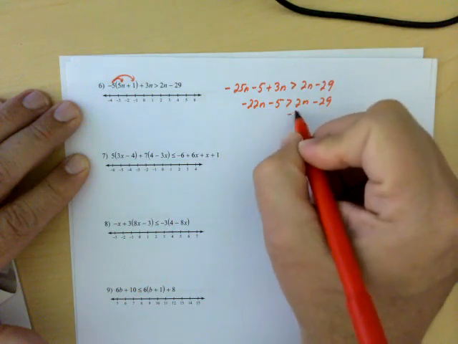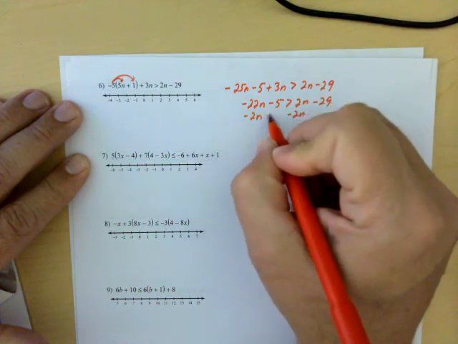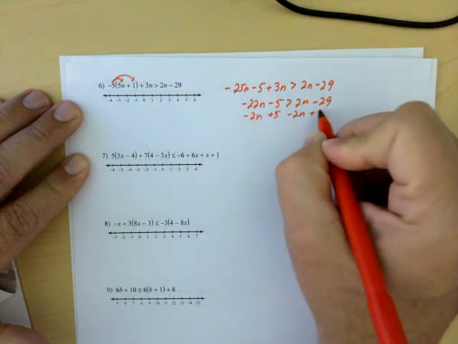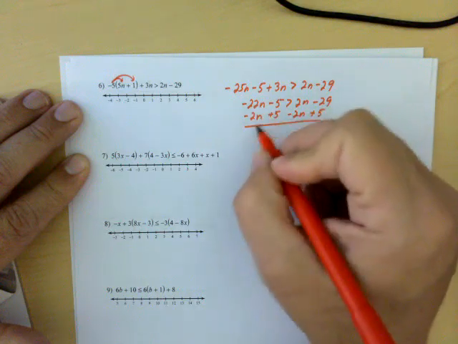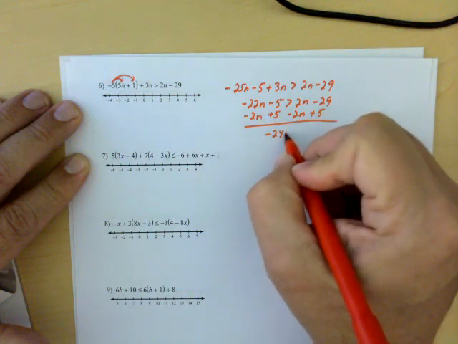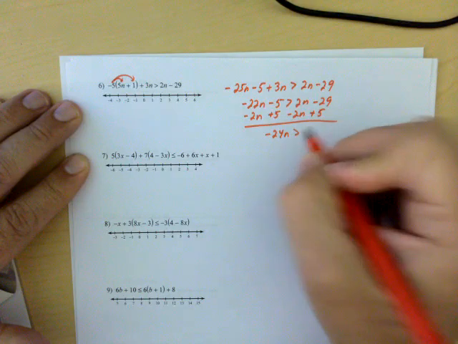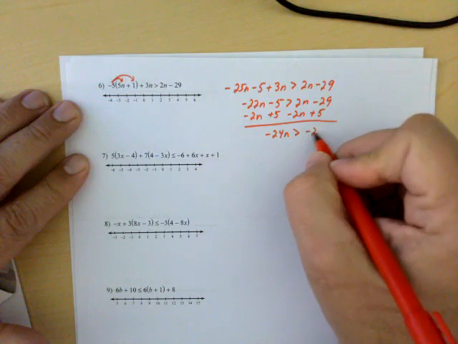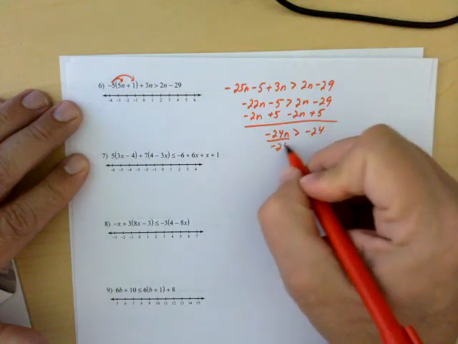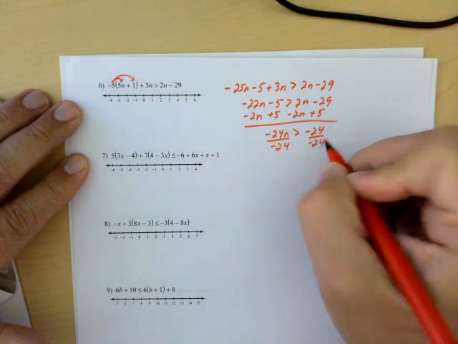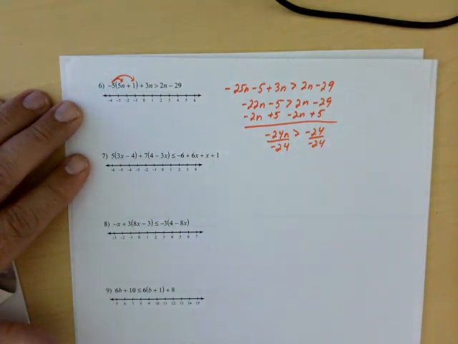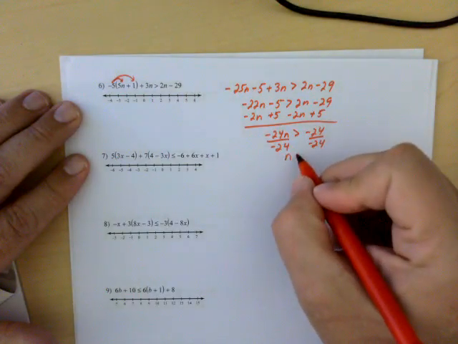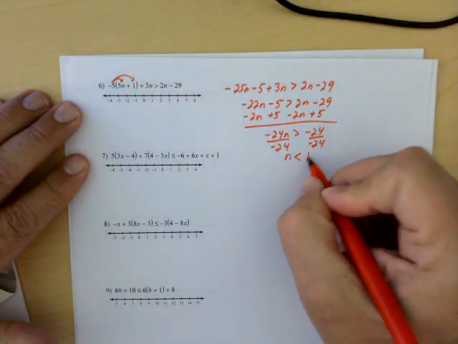And now all I have to do is get my n's on one side, get my number on the other. When you clean this up, you have negative 24n, that disappears, is greater than, and then this will be negative 24, which makes it convenient to divide. But since I'm dividing by a negative 24, a negative number, we must remember to flip the sign.